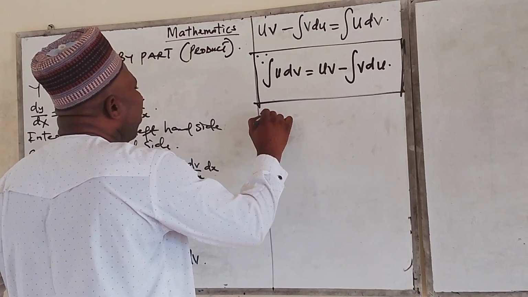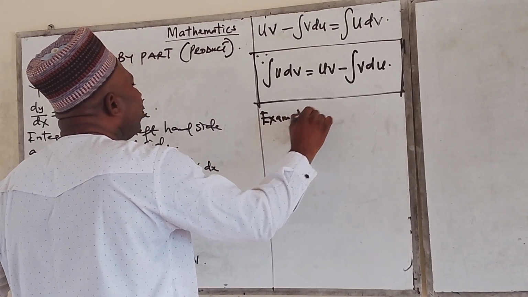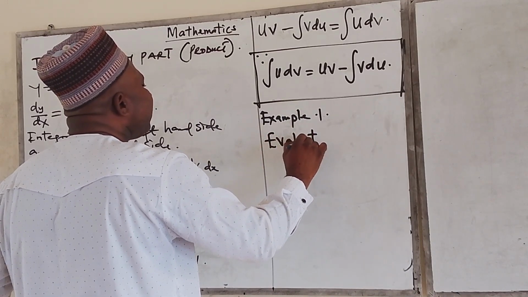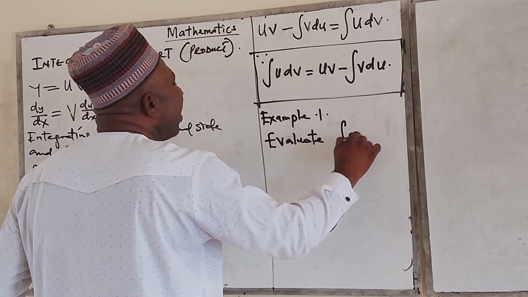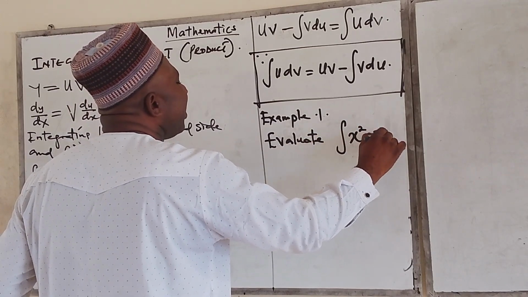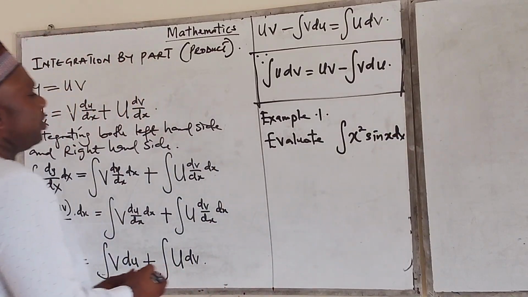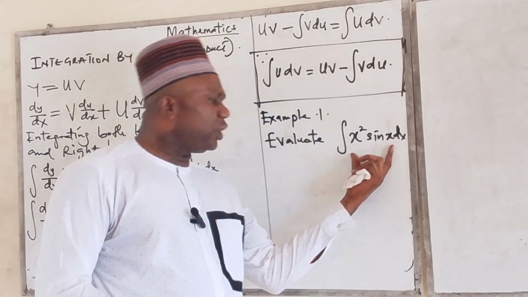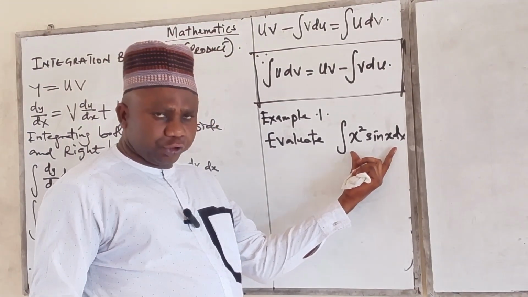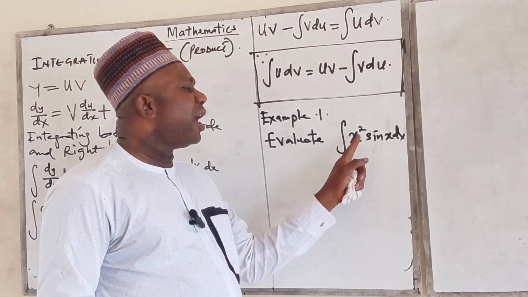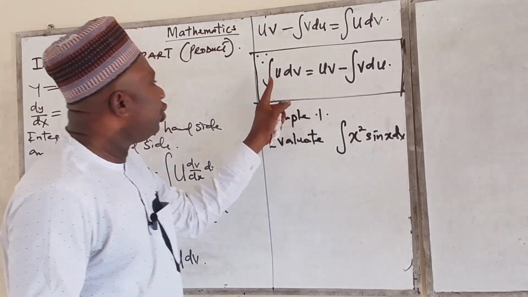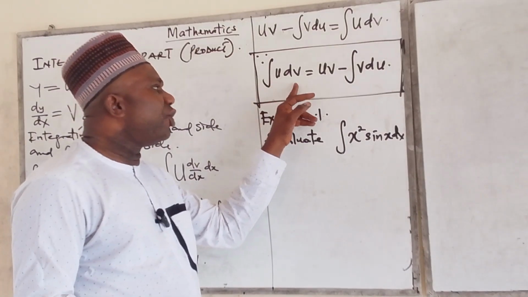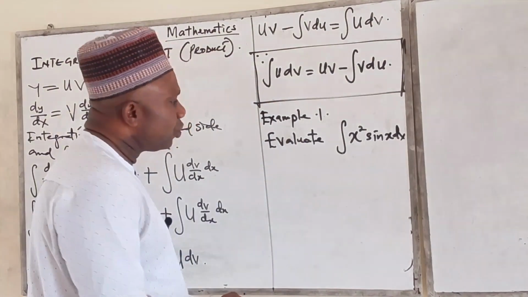Example 1. Evaluate the integral of x squared sine x dx. Looking at this, it is actually a product of two functions, x squared and sine x. In this case, we are going to assign one of these functions to u and the other one to dv. Now, solution.